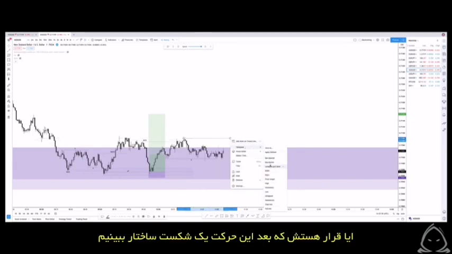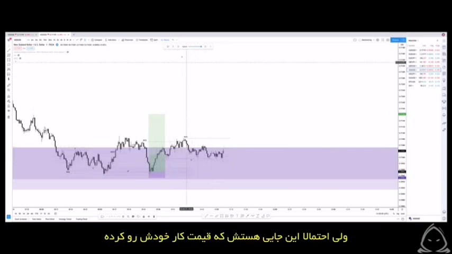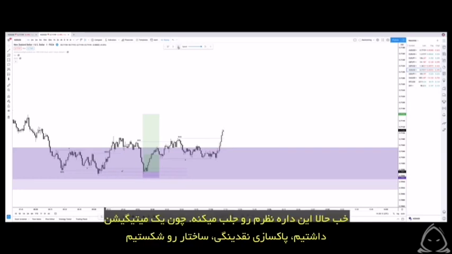Are we now going to get a break of structure after this move? Of course, we do have liquidity below us in the sense of we have imbalance. But this potentially is where price is happy and it's done its job. So now you get that reaction, right? So now this has got me thinking, okay, I'm interested.